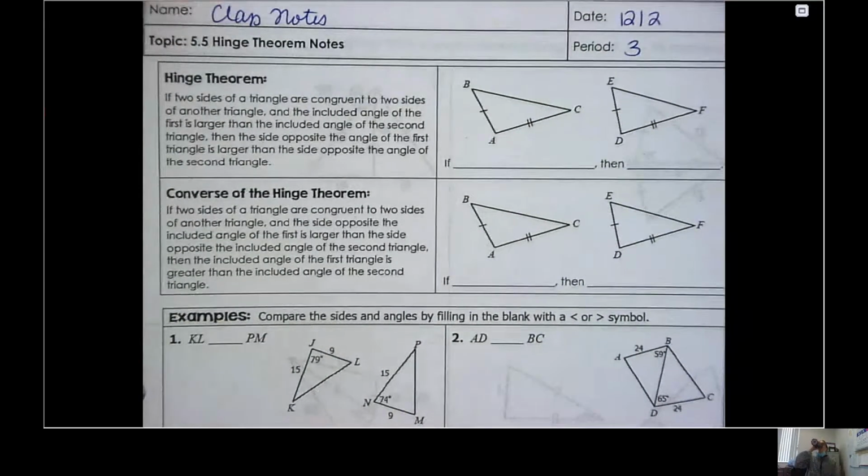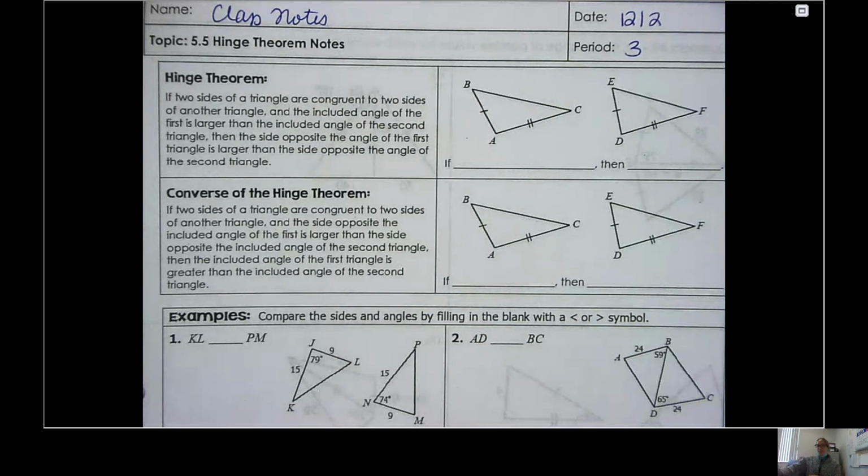If two sides of a triangle are congruent to two sides of another triangle, and the included angle of the first is larger than the included angle of the second triangle, then the side opposite the angle of the first triangle is larger than the side opposite the angle of the second triangle.